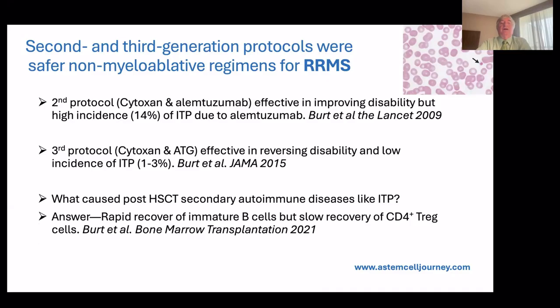But the question was, what causes the post-Cytoxan alemtuzumab, and to a much lesser extent, Cytoxan ATG, ITP, or secondary autoimmune disease, idiopathic thrombocytopenic purpura. And we looked at the immune system in these patients before and after transplant. What happens is there's a very, very rapid recovery of immature B cells, but a slow recovery of your T cells, your CD4 positive Tregs. With that delayed recovery of the T cells, I think that's why some of these immature B cells resulted in a secondary autoimmune disease, ITP. And that is much worse with alemtuzumab than ATG. So we understood how that arose and what regimen to go forward with for a randomized trial.